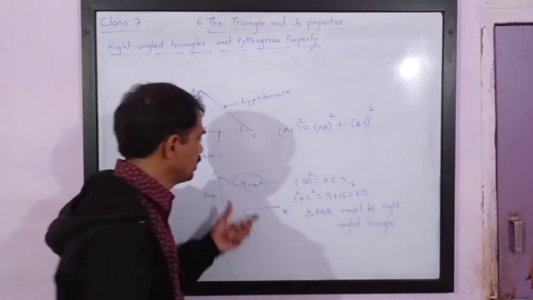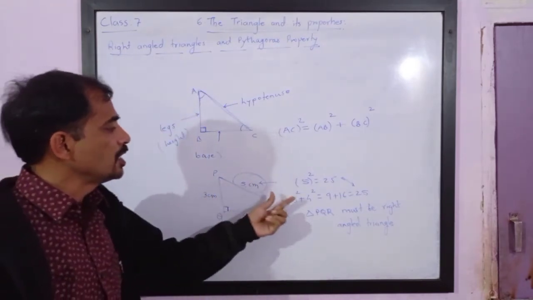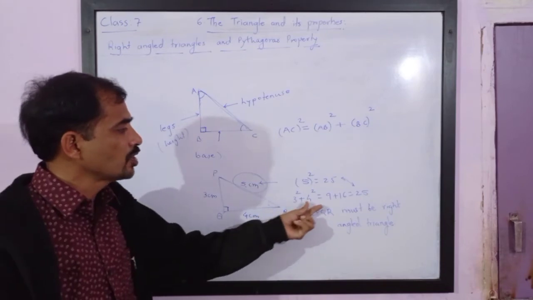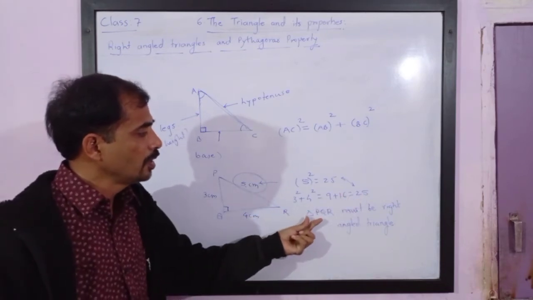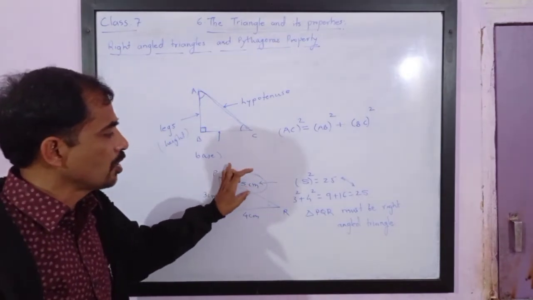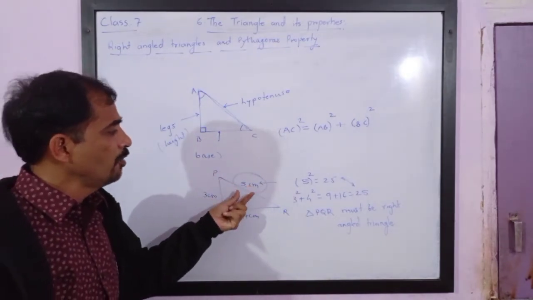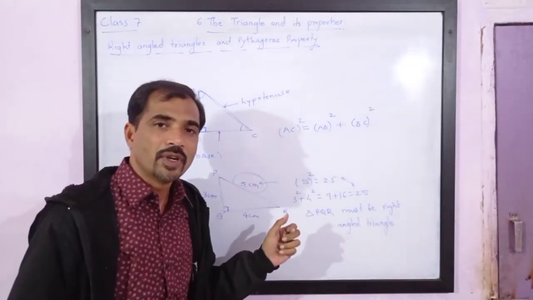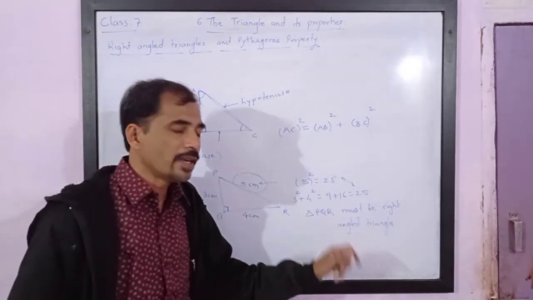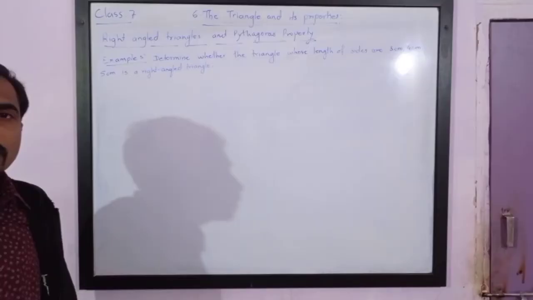The reason is this statement is true: the square of the hypotenuse is equal to the sum of the squares of the remaining sides. Therefore, the triangle must be a right angled triangle. Now, we don't know whether it is the hypotenuse or not. So we say, if the square of one of the sides is equal to the sum of the squares of the other two sides, then we call that triangle a right angled triangle.